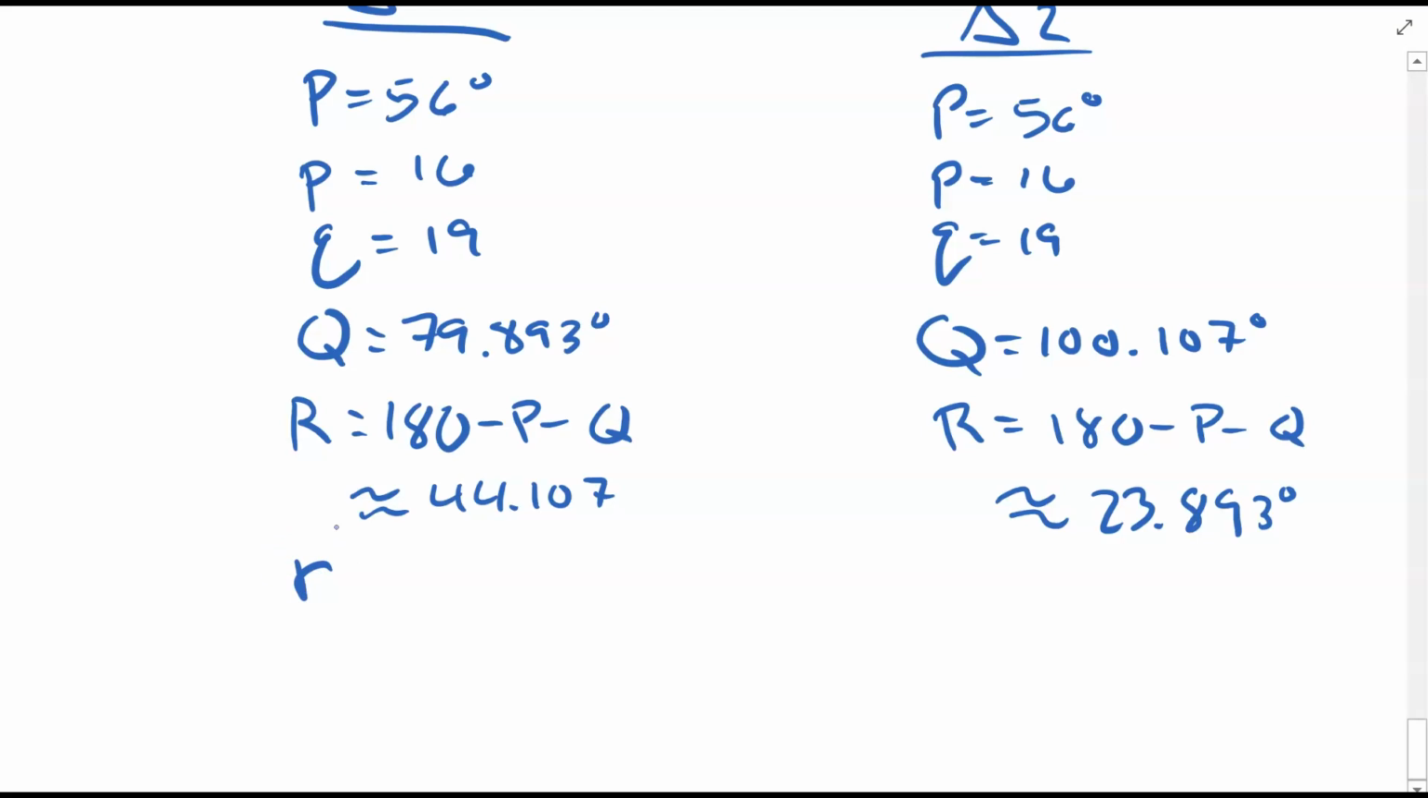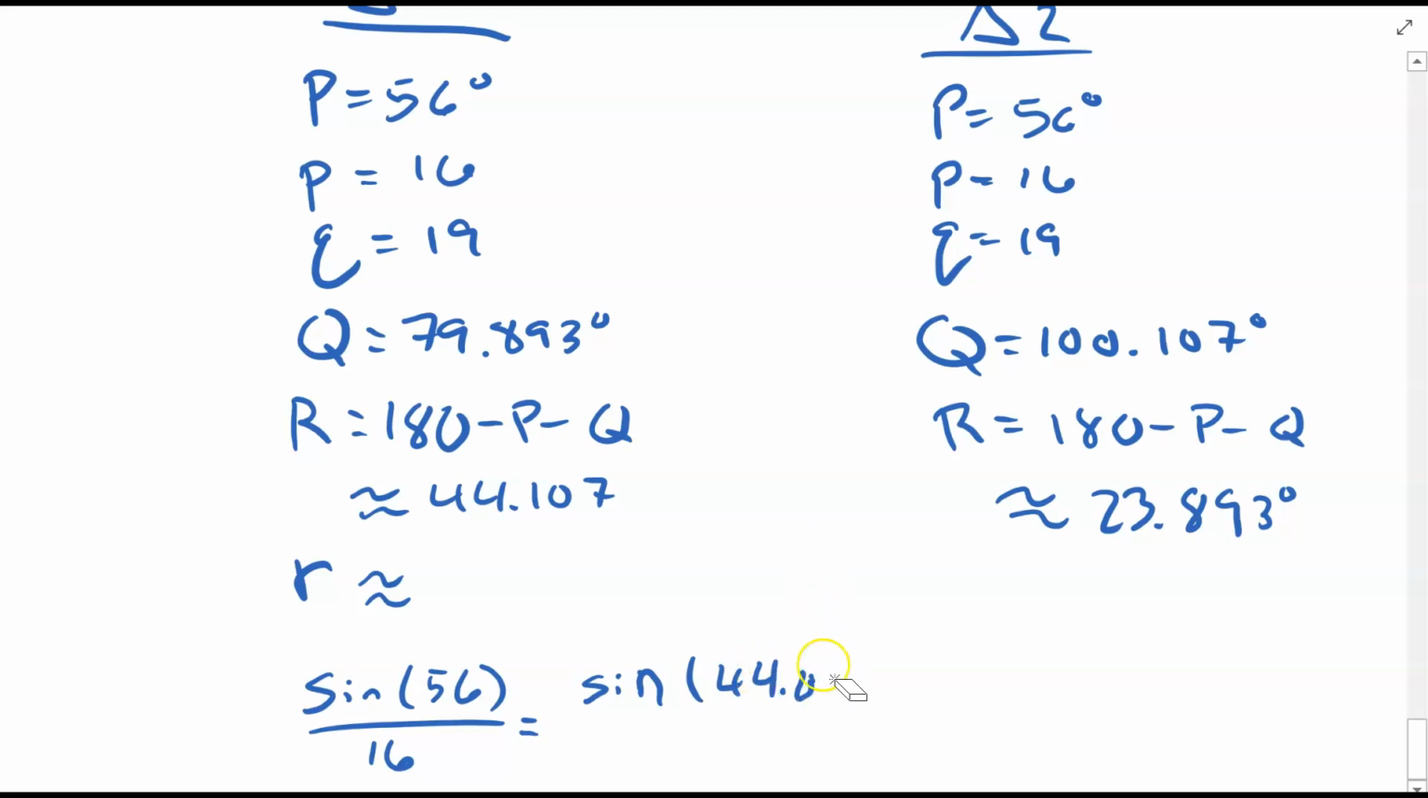Now, how am I going to find side R? Law of sines, great. Which 2 ratios am I going to use? Good, I'm going to use P and R. Could I have used Q and R? Yes. Why is P slightly better, though? Yeah, there's no rounding in P, right? They're both exact.